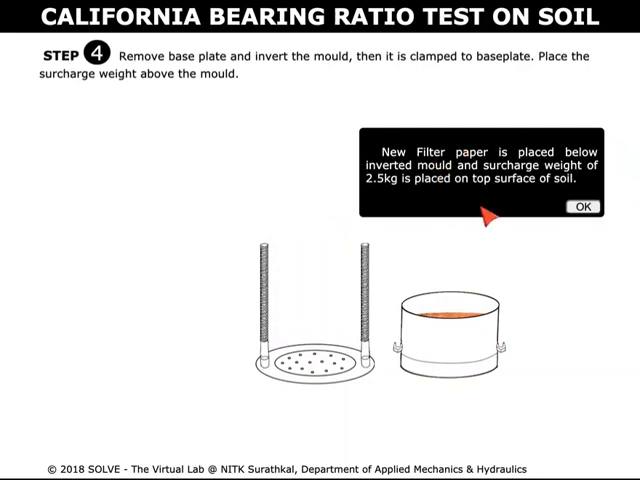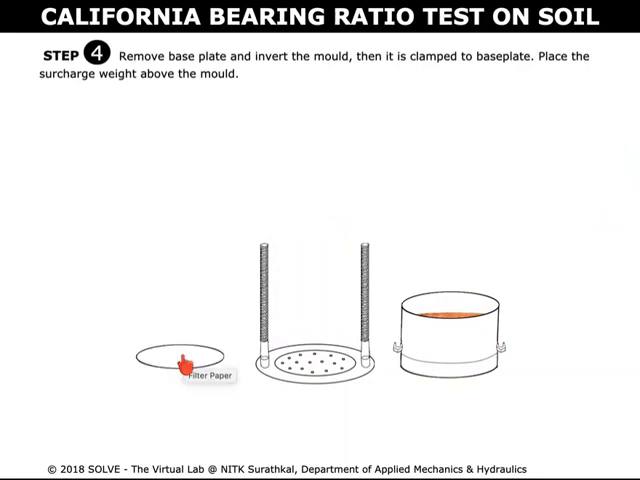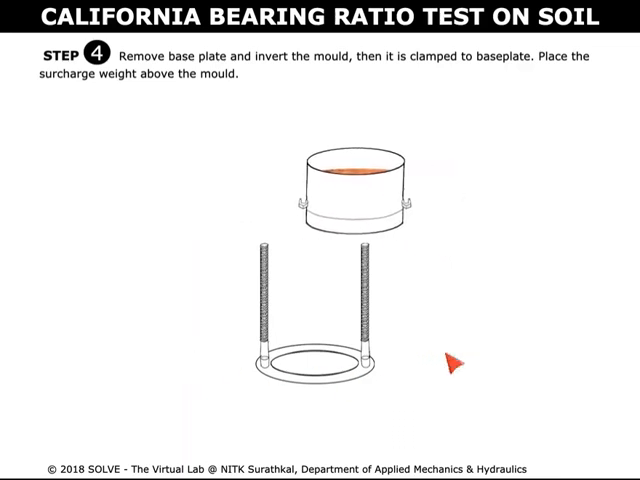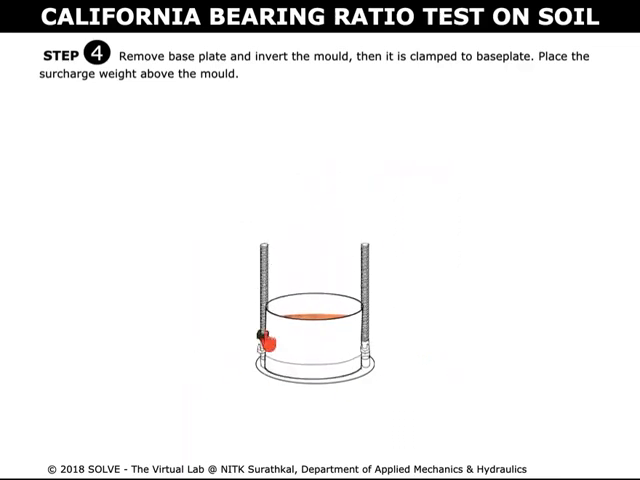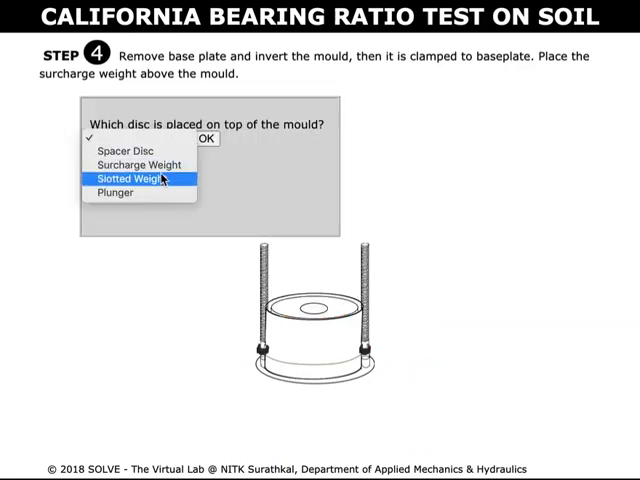Read the instructions carefully. Click on the new filter paper and place it in the base plate. Click on the mold and place it above the filter paper. Click here to clamp the mold in its position. Now click on the surcharge to place it in the mold. Select the correct answer to proceed to the next step.